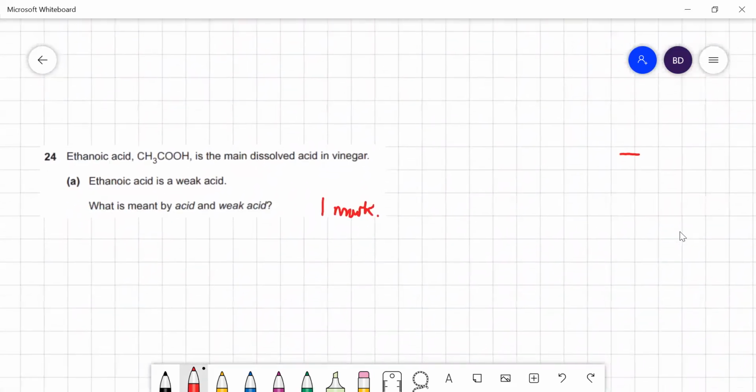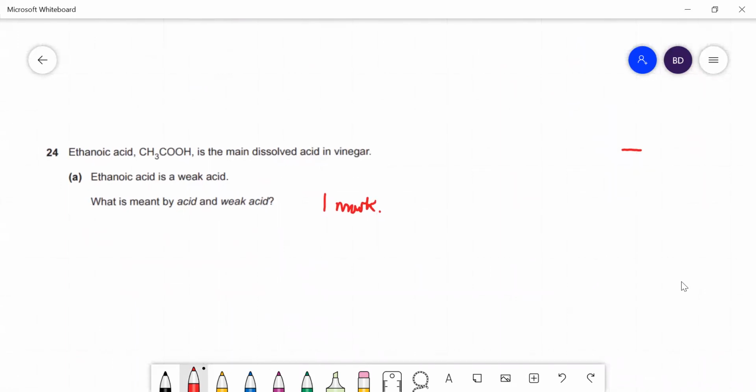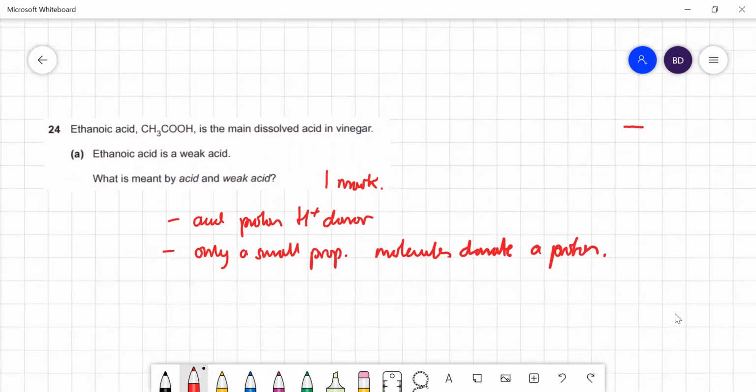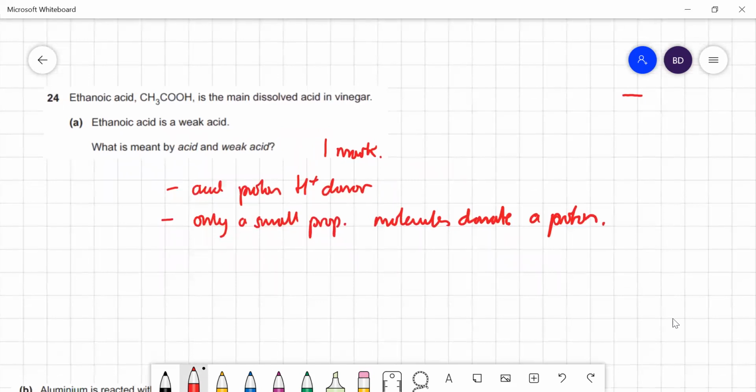Right, ethanoic acid. There is the main acid dissolved in vinegar. It is a weak acid. What is meant by acid and weak acid? So an acid is a proton donor. A weak acid is only a small proportion of the acid molecules donate a proton. Okay. Right, or only a small proportion of them ionize, you can say.